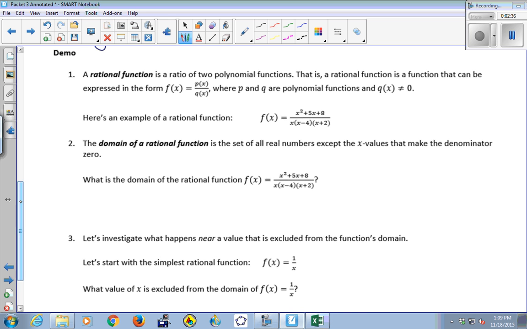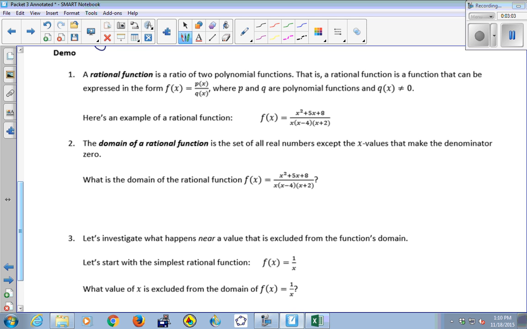Okay, so the function we just studied is an example of what's called a rational function. A rational function is a ratio of 2 polynomial functions. We just spent 4 days, I think, talking about polynomial functions. So a rational function is just a fraction where you have a polynomial on the top and on the bottom. And the bottom cannot be 0. That's all. So here's an example.